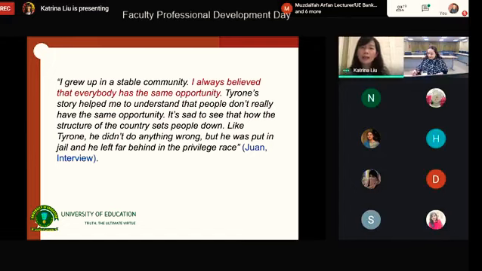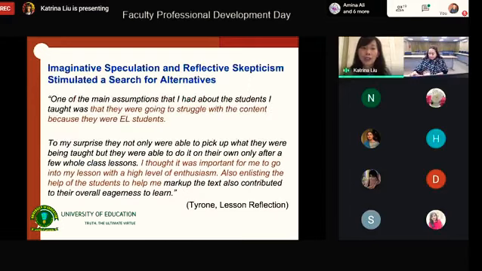And Tehran's experience also helped Juan really challenge his assumption about equal opportunity. He believed that everybody like him had the opportunity, and if they didn't achieve success, it was their own problem. Tehran's story really helped him think about what privilege means. Then they started to look for alternative solutions.